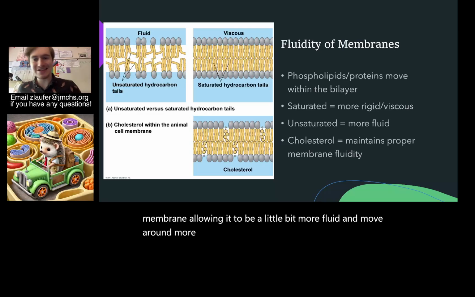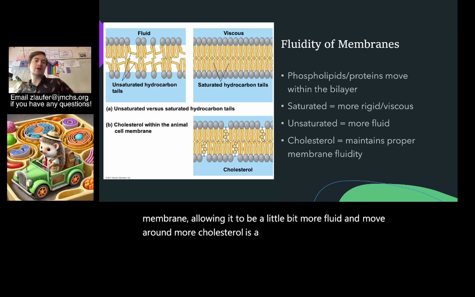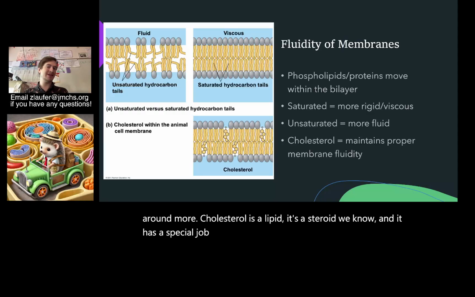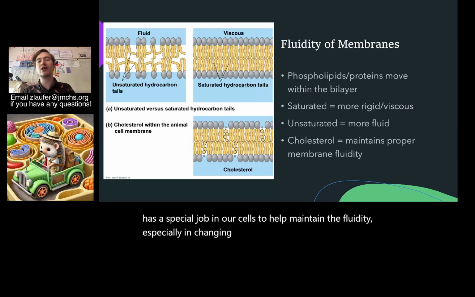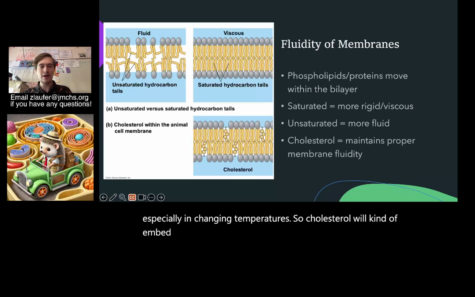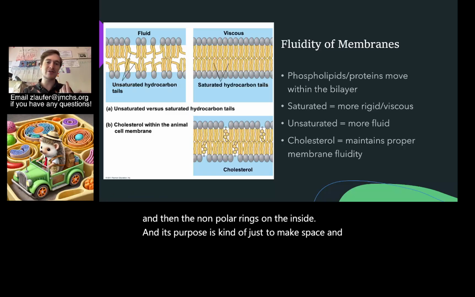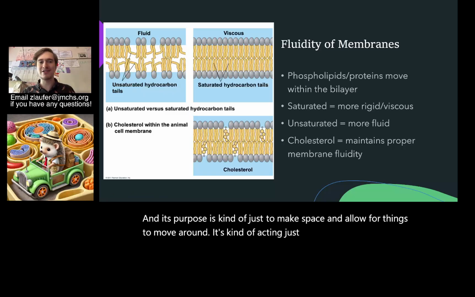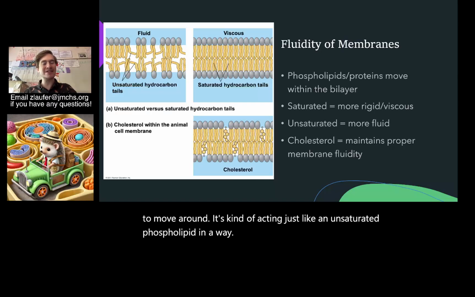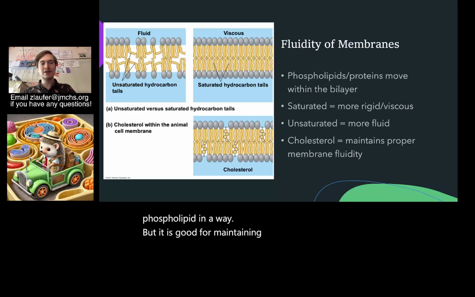Cholesterol is a lipid. It's a steroid, we know, and it has a special job in our cells to help maintain the fluidity, especially in changing temperatures. So cholesterol will kind of embed itself in the membrane. It has a polar region that sticks out, and then the nonpolar rings on the inside. And its purpose is kind of just to make space and allow for things to move around. It's kind of acting just like an unsaturated phospholipid in a way. But it is good for maintaining membrane fluidity.